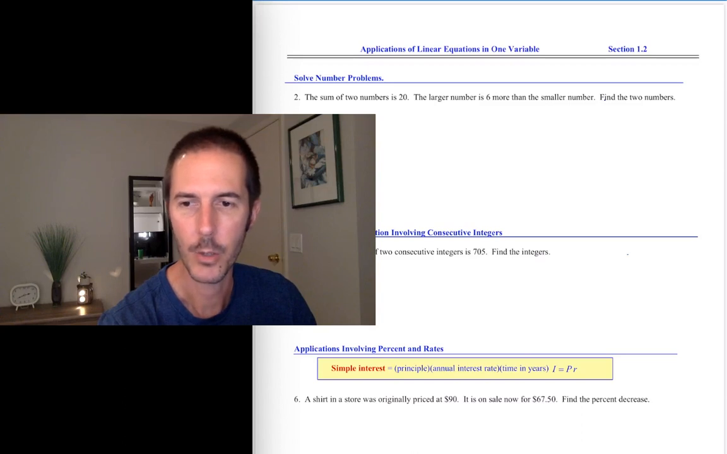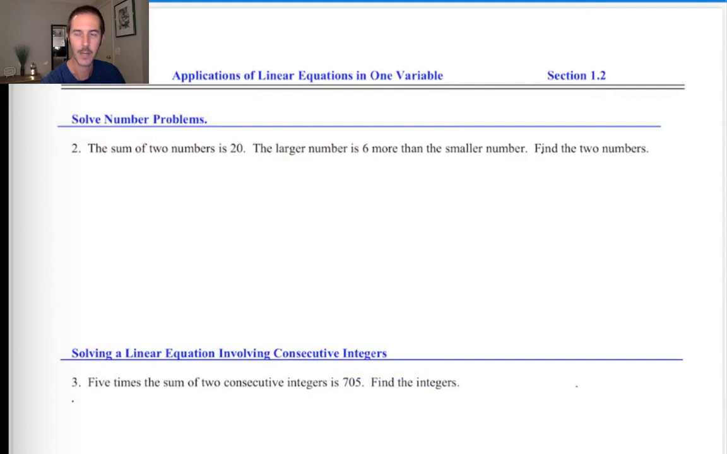And linear equations means that the variable that we're working with is going to have an exponent of 1, which is nice. We like that.